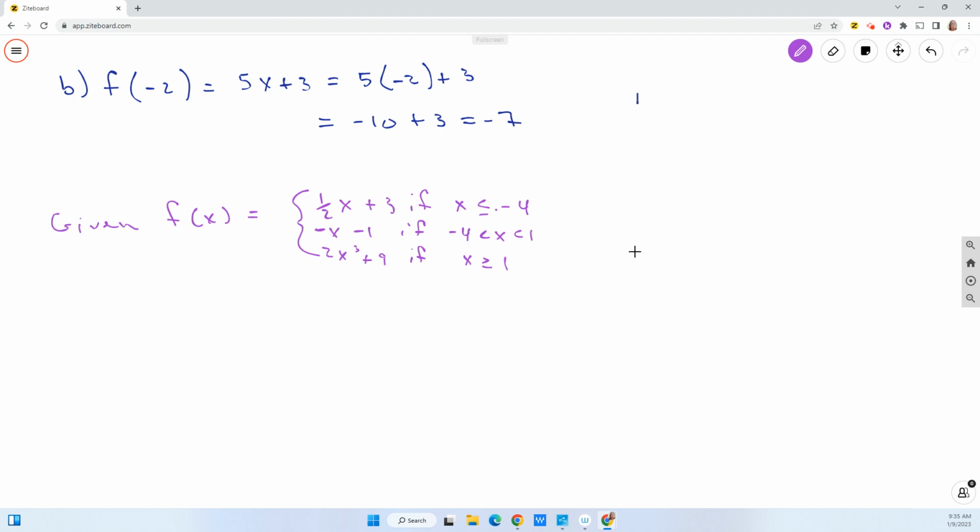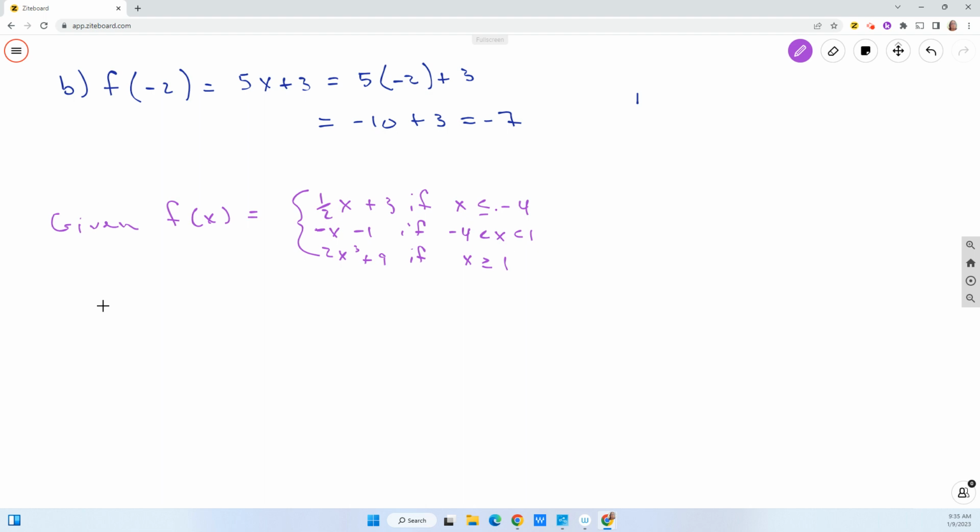So you're looking at like negative 3, negative 2, negative 1, 1/2, anything that falls between those, you're going to use that middle equation, minus x minus 1. Anything 1 or larger, you're going to use the bottom equation. And that's really all there is to it in terms of evaluating.